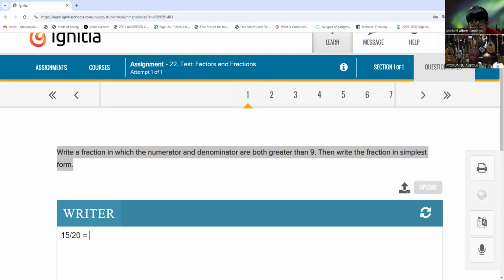No, this is 15 over 20. Give me another fraction in the simplest form, reducing this to the lowest term. Divide both of them by 5 and tell me your answer. 15 divided by 5, then 20 divided by 5. Tell me what you get.